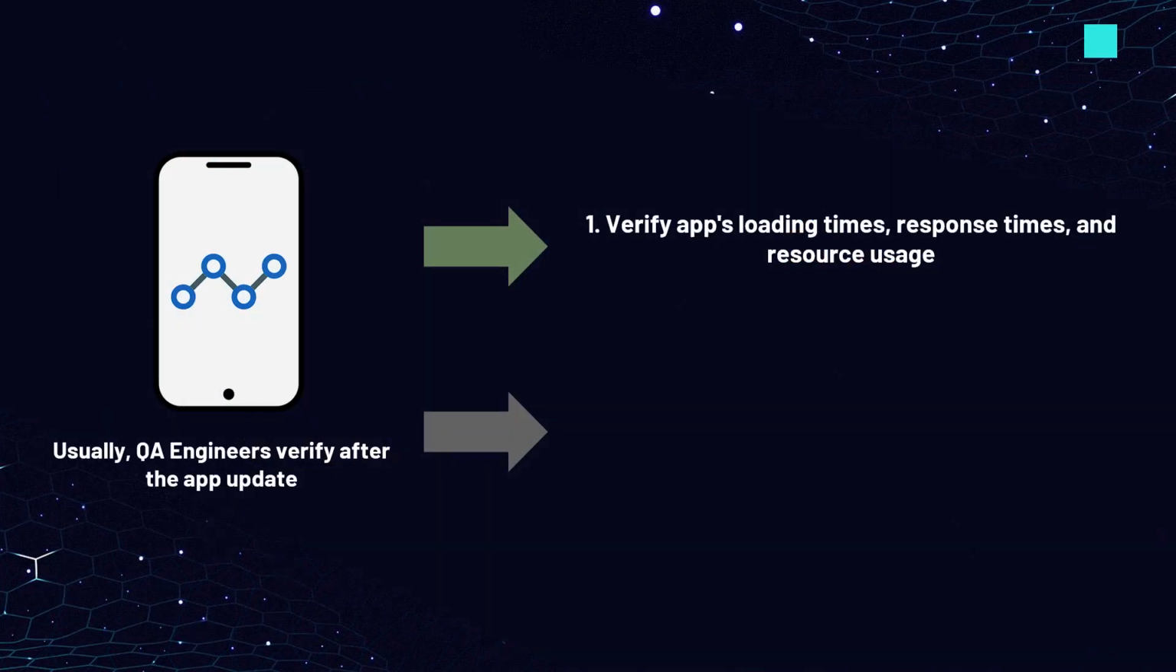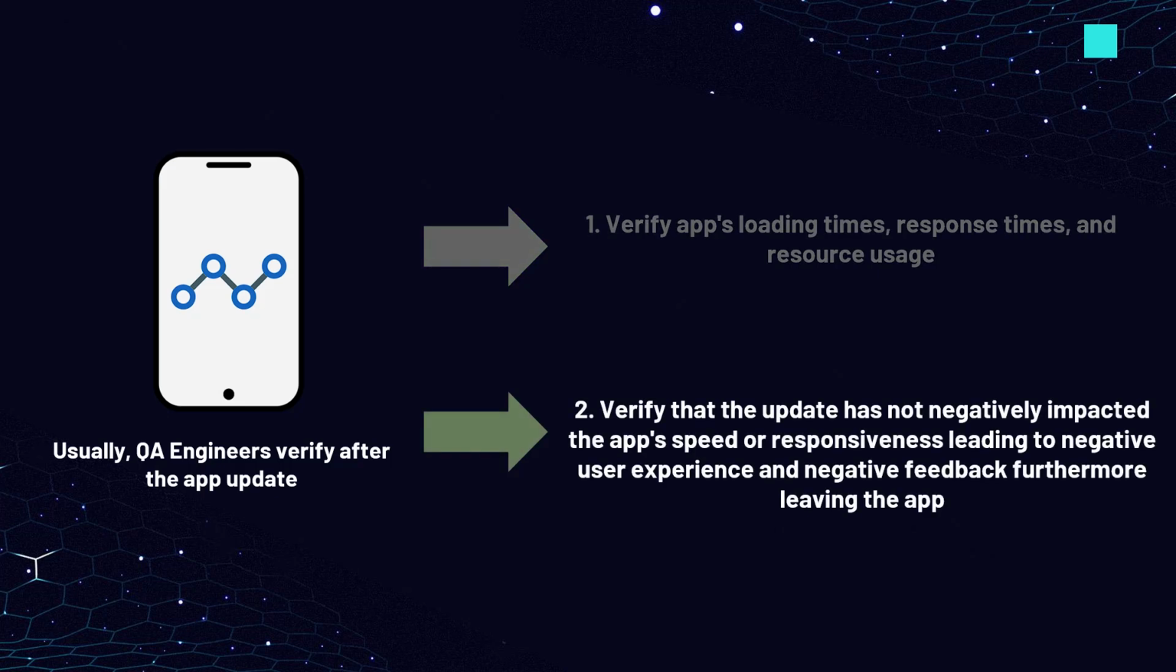Performance testing assesses the app's speed, responsiveness, and resource usage. Usually, QA engineers verify after the app update: 1. App's loading times, response times, and resource usage. 2. That the update has not negatively impacted the app's speed or responsiveness, leading to negative user experience and negative feedback, and furthermore users leaving the app.